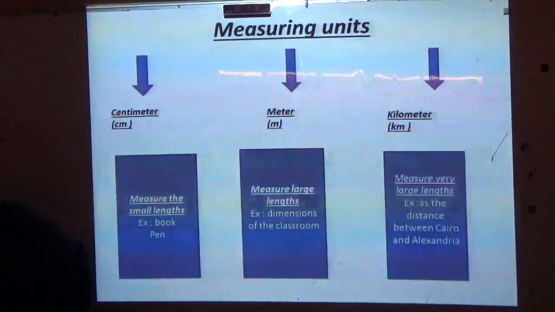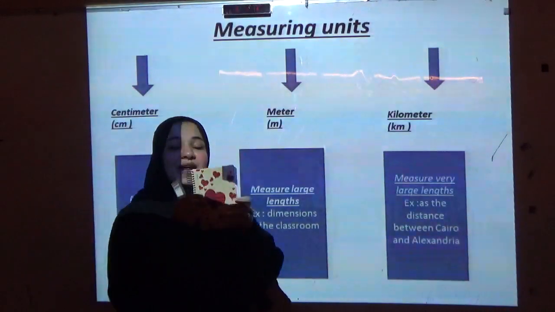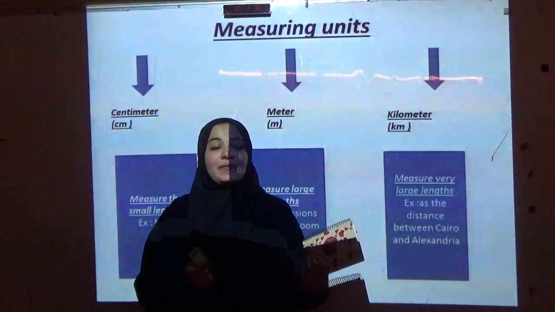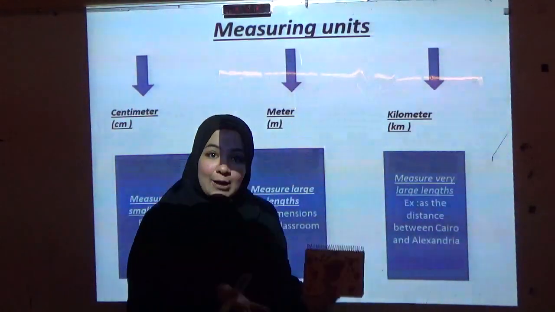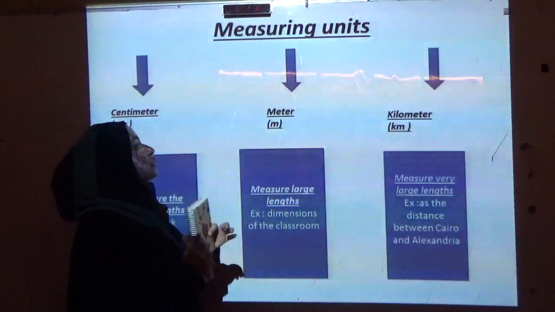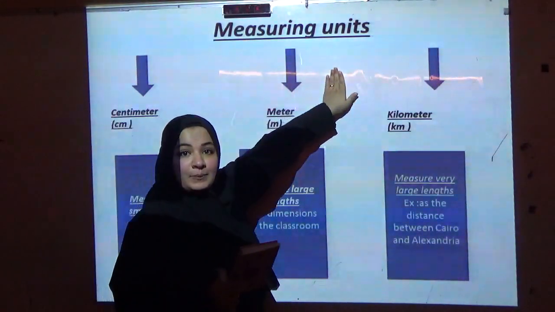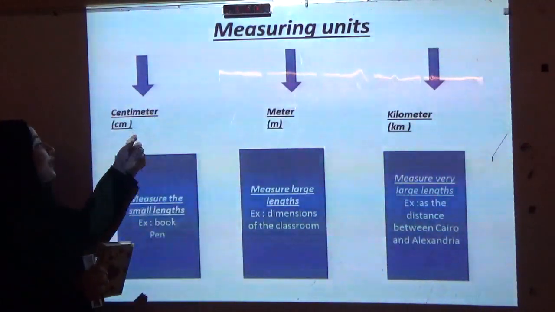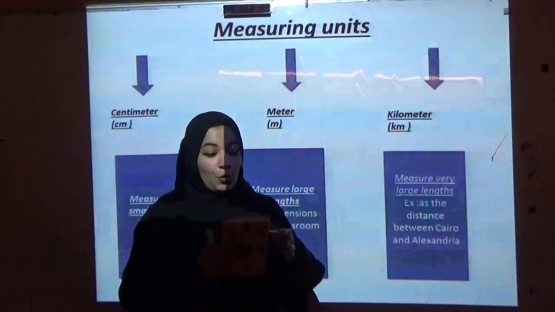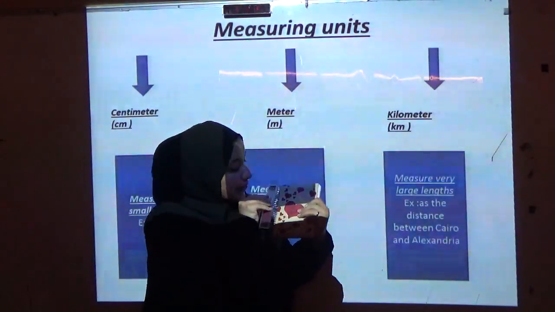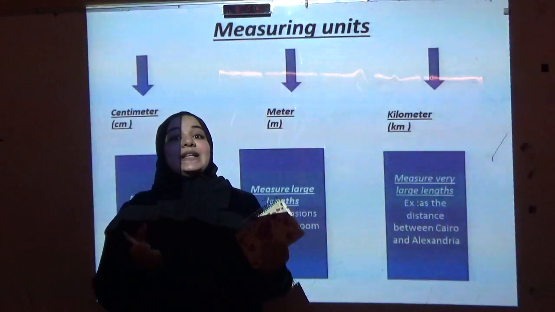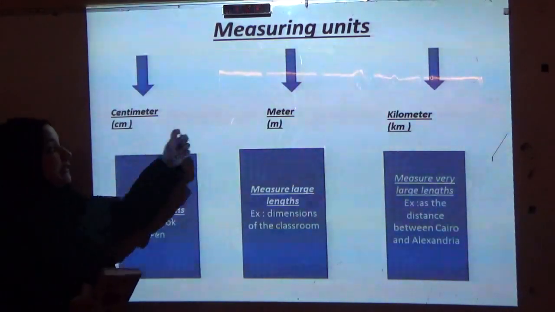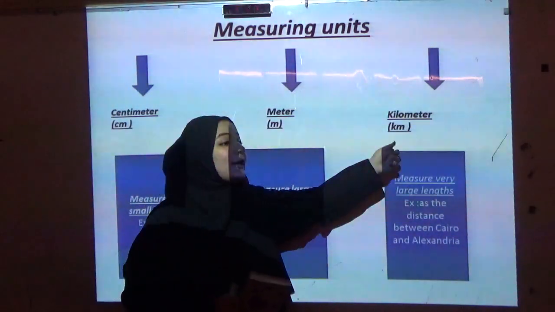Now, I will measure the length of this book, and the reading comes out as 10. So 10 what? 10 cows? 10 camels? No. So I need a measuring unit. 10 what? So I have three measuring units. When I measure the book and the reading is 10, I need to say 10 what? Now, I have the centimeter, the meter, and the kilometer.